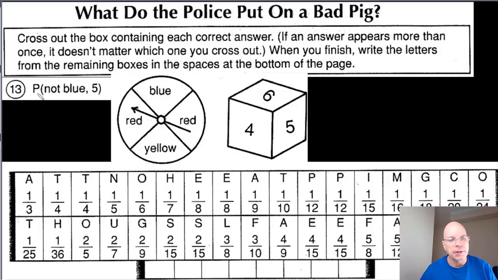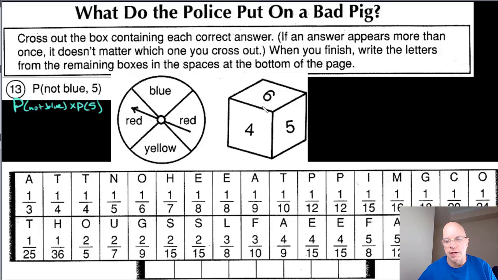So the probability of spinning this spinner and having the spinner land on a section that is not blue, and the probability of rolling this die and having it land on a 5, is equal to the probability that the spinner will not land on blue multiplied by the probability of rolling the die and having it land on 5. And you don't need to show that every time. I'm just showing it to you to remind you what we talked about in class today.